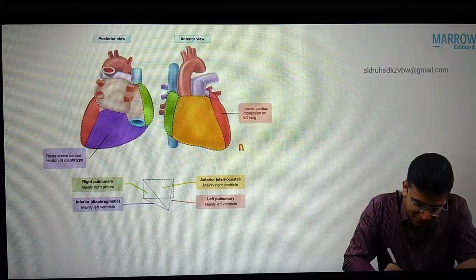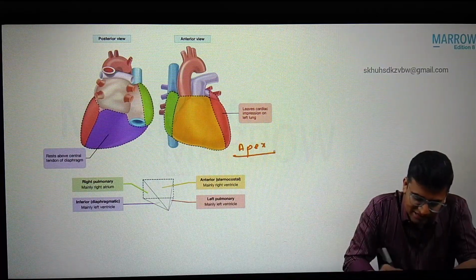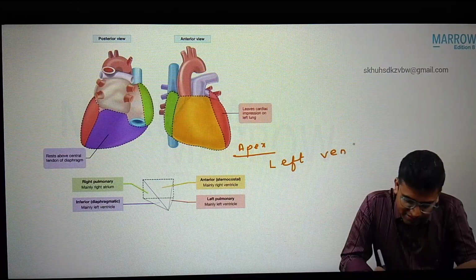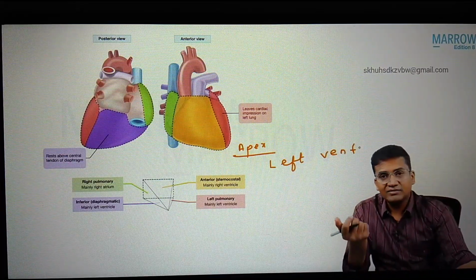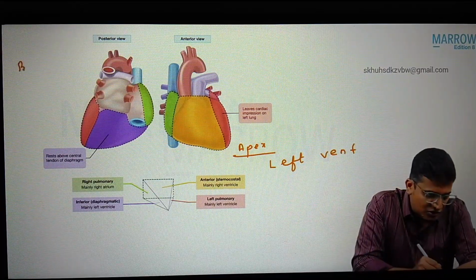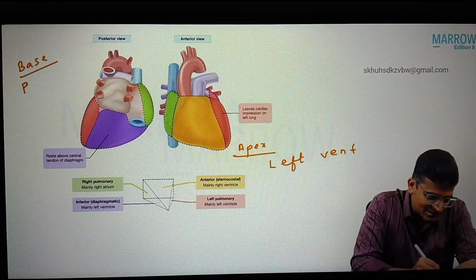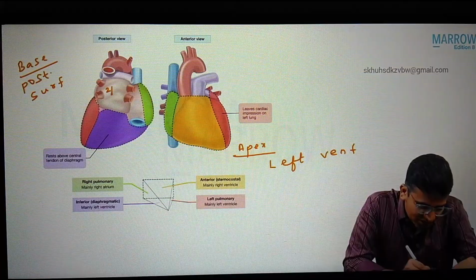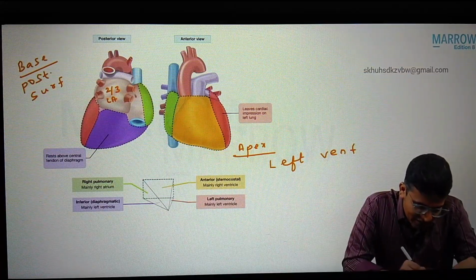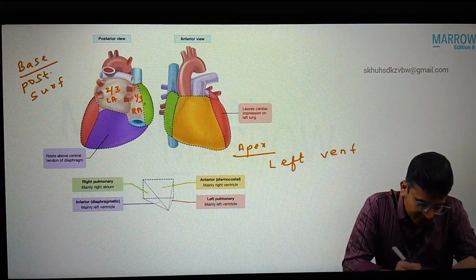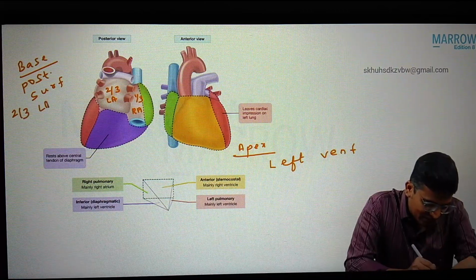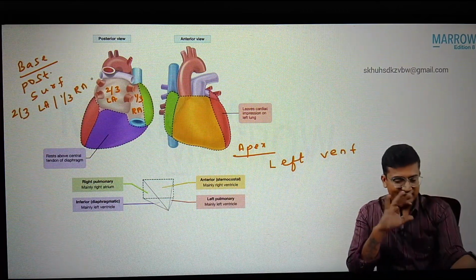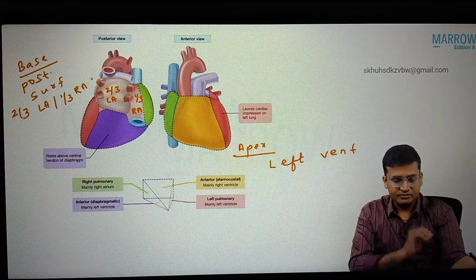Now, the apex of the heart is formed by, it's very good, the left ventricle. Okay. Now, what about the base of the heart? The base of the heart is also known as the posterior surface. The posterior surface is formed 2/3 by the left atrium and 1/3 by the right atrium. That's all about the apex and base.